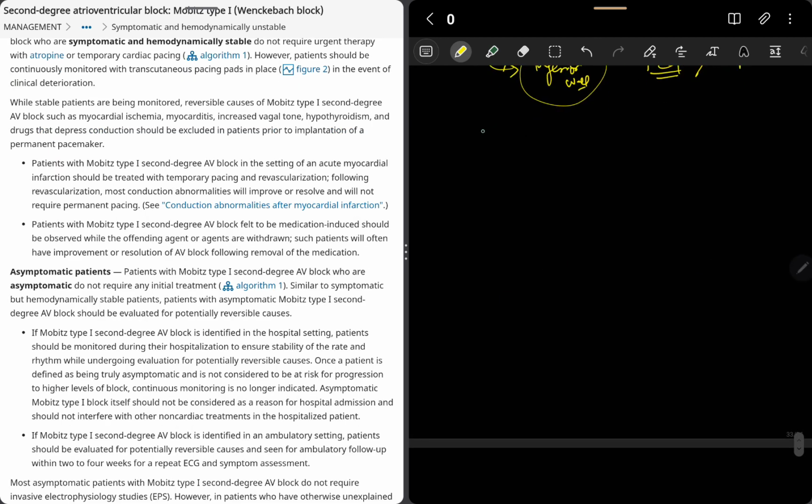Now, if there is inferior wall MI leading to Mobitz, for example type 1 block, then it should be treated not with atropine, but with temporary pacing and revascularization. And we expect that if the Mobitz type 1 second degree AV block that has occurred in the setting of acute MI is treated with pacing and managed with revascularization, the conduction abnormality is likely going to improve after revascularization.